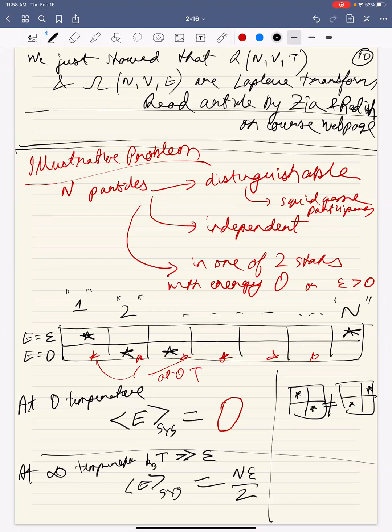Now we are going to show how microcanonical and canonical ensemble give the same result. Furthermore, they also tell you what happens in finite temperature in the middle. And it's really, really nice. And once I do that, I will show you how to correct it for indistinguishable particles and things like that. So we are going to spend time in this.